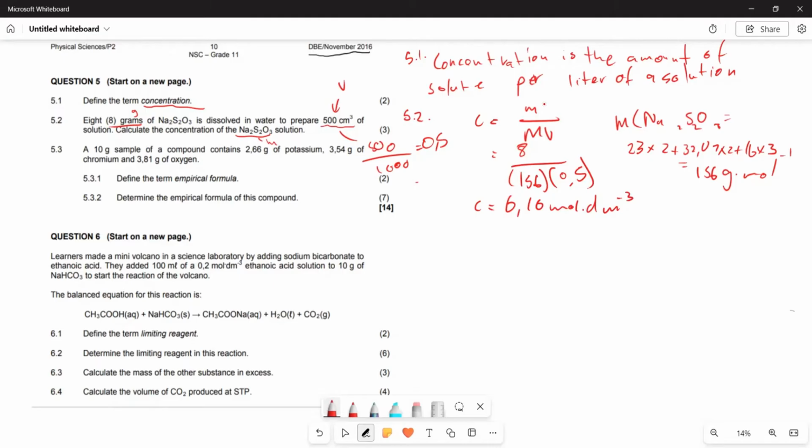Now let's look at your 5.3.2. The first thing they want us to do here is to define what an empirical formula is.